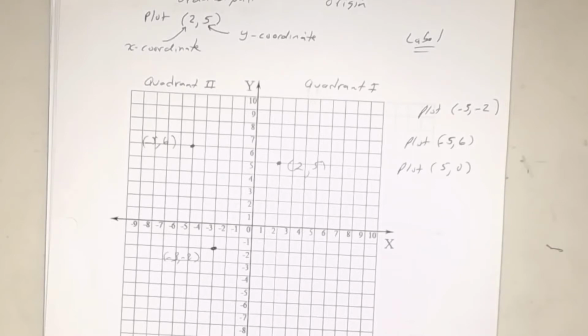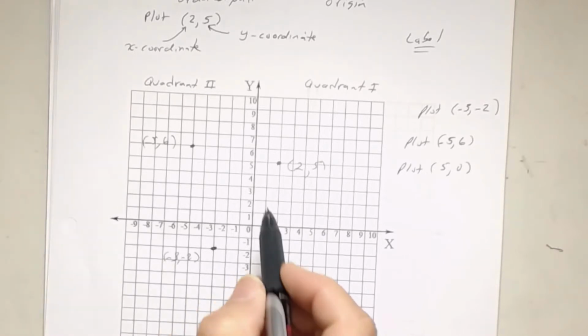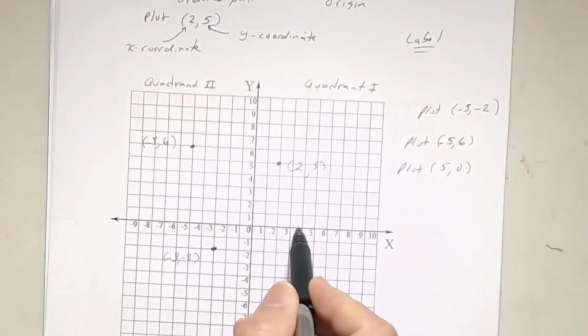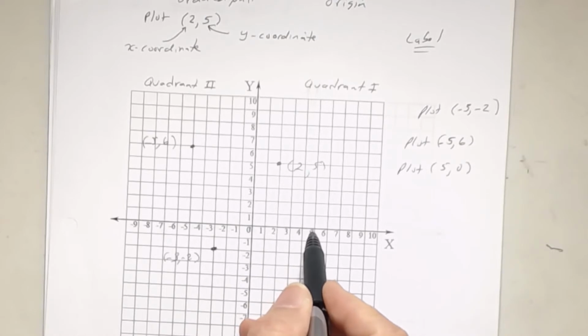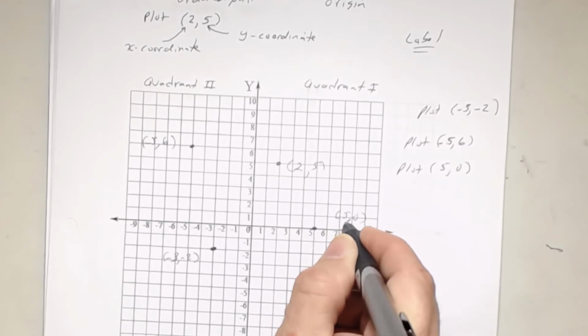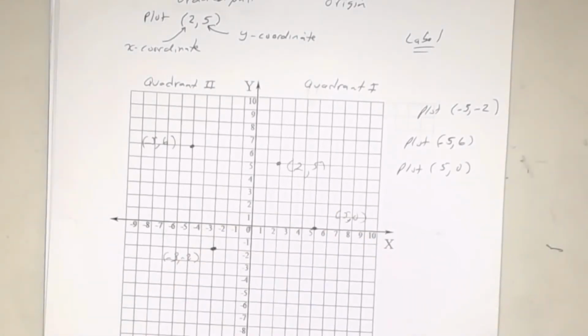So I want to plot the point 5, 0. So where do I start? At the origin. What is my x-coordinate? 5. So I go which way? To the right, 5. What is my y-coordinate? 0. I stay there, right? So this is the point 5, 0.